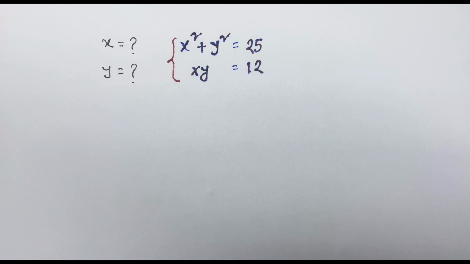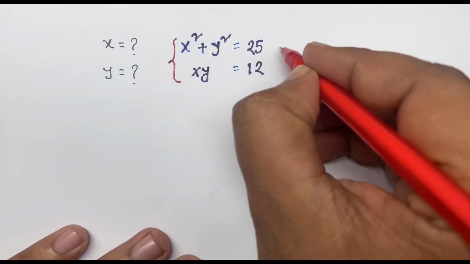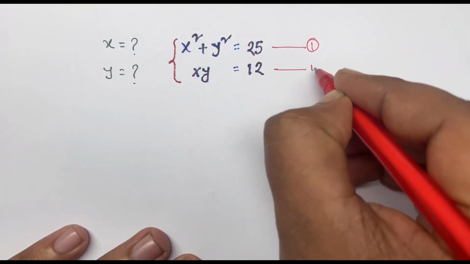In this video, I solve this math question. The question is: x square plus y square equals 25 and xy equals 12. What is the value of xy? This is the first equation and this is the second equation.